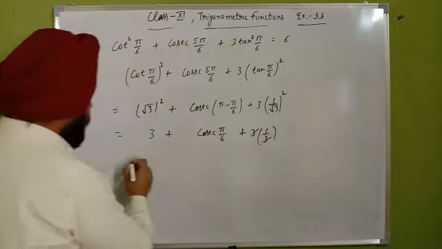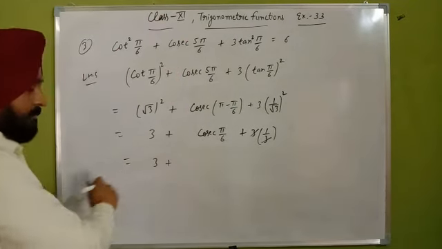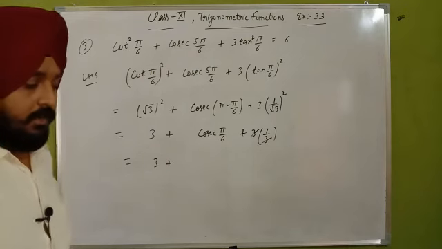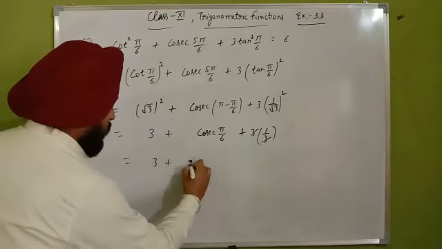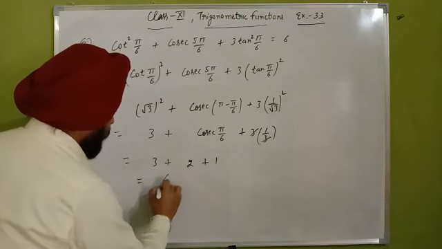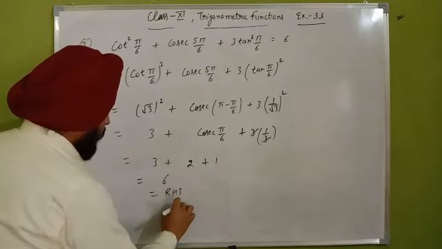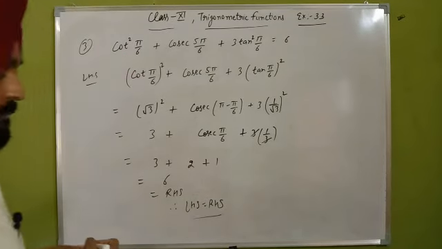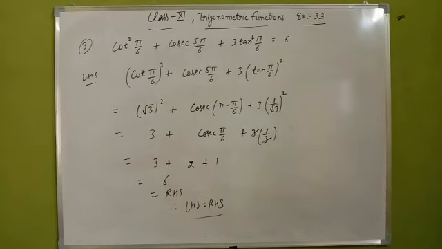cancel 3 with 3. And what is the value of cosecant pi by 6? Cosecant 30 degree, that means inverse of sine 30 degree, that gives you 2 there. 2 plus 1, that gives you 6 equal to right hand side. So left hand side is equal to right hand side. Very simple question again. Clear?